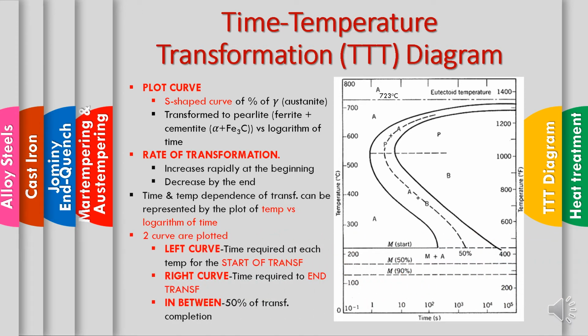Okay, two curves are plotted. Basically, we have a left curve. The left curve is the time required at each temperature for the start of transformation, which is this left curve here, indicating the start of transformation. And then we have the right curve, which is here, the time required for the end of transformation. This line indicates it, and in between we have 50% of progress of transformation.